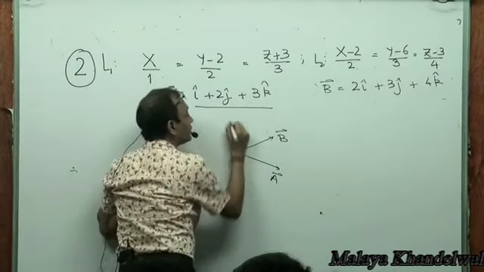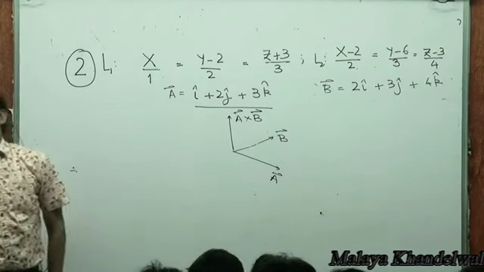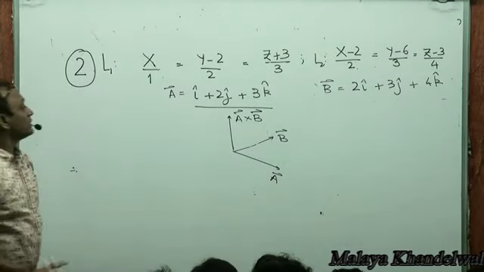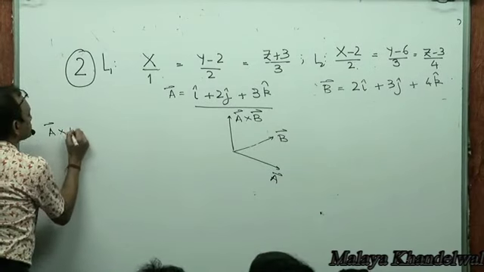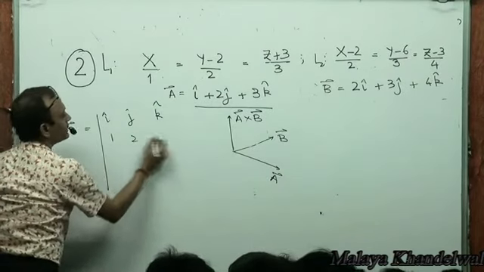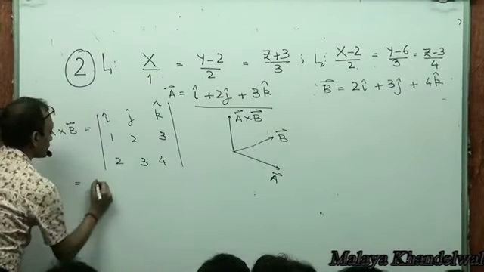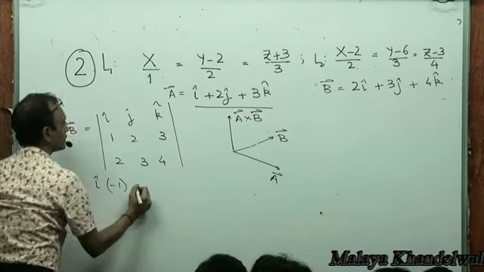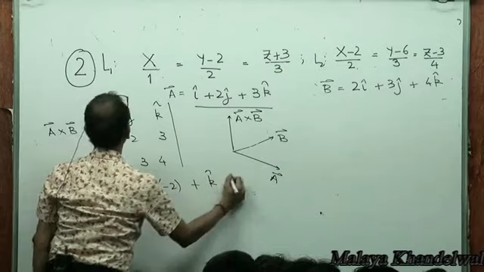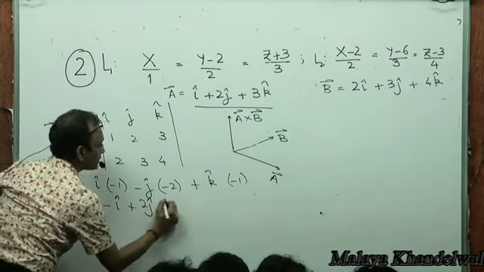So a vector perpendicular to the plane, for example, could be A cross B. Then the components of A cross B would be small a, small b and small c, giving me the normal to the plane, right? So A cross B is the determinant with i cap, j cap, k cap, 1, 2, 3, 2, 3, 4, right? Which is i cap into 8 minus 9, minus j cap into 4 minus 6, plus k cap into 3 minus 4. So which is minus i cap plus 2j cap minus k cap.